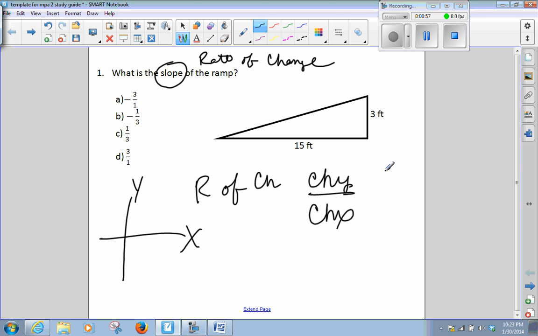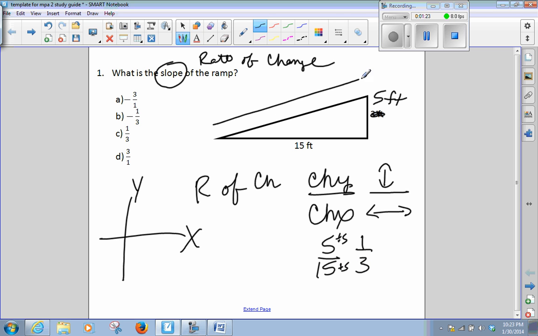So when we're talking about our change in y, we're talking about the up and down change. And when we're doing the change in x, we're talking about left to right. And this is actually a typo, whoops. So our up and down change here for the ramp is a 5. Our left to right change is a 15. 5 over 15 simplifies to 1 over 3 if I divide them both by 5.